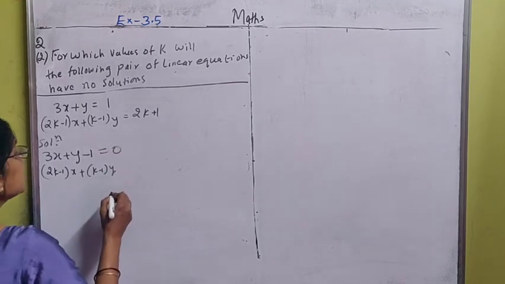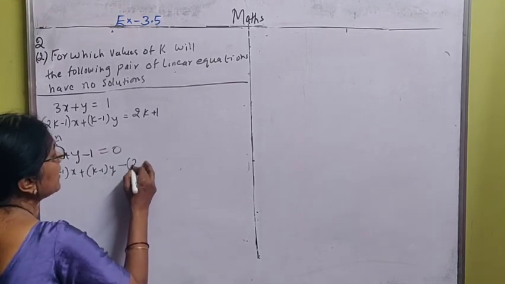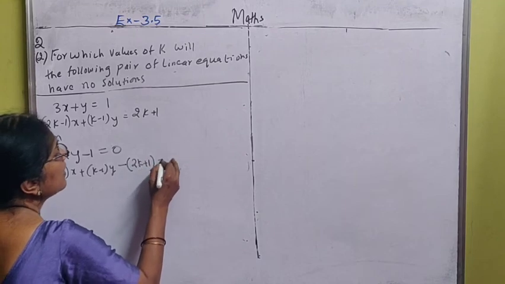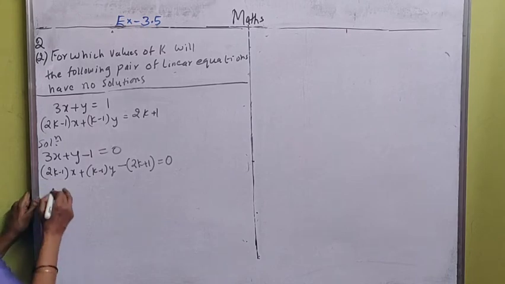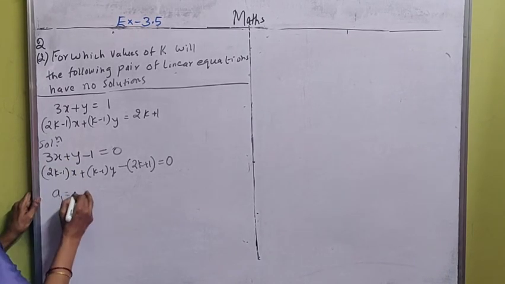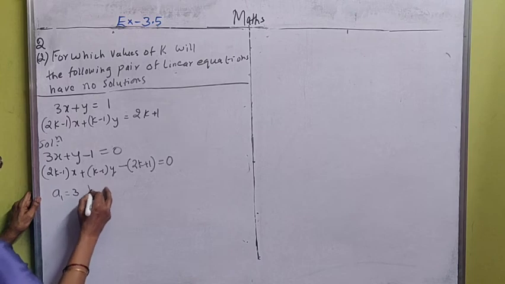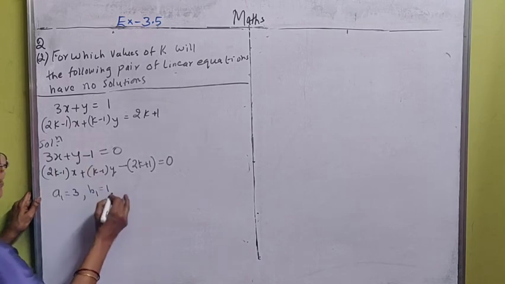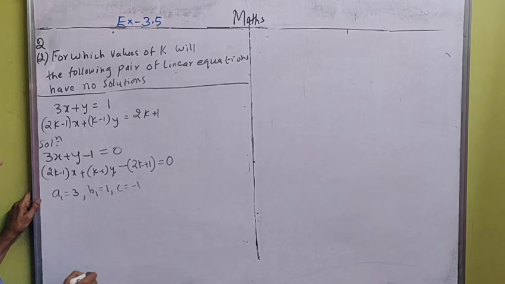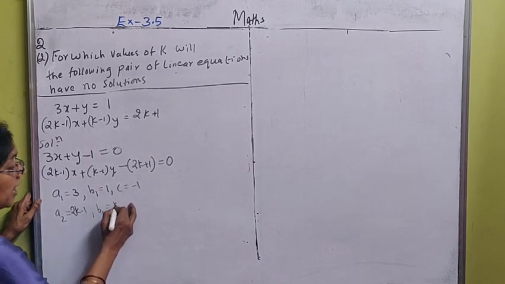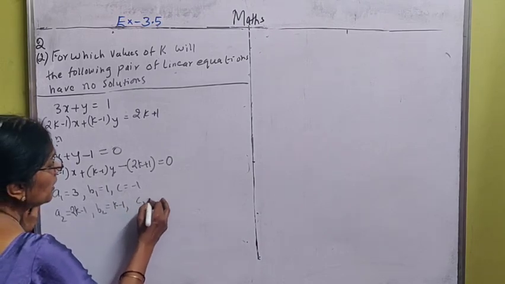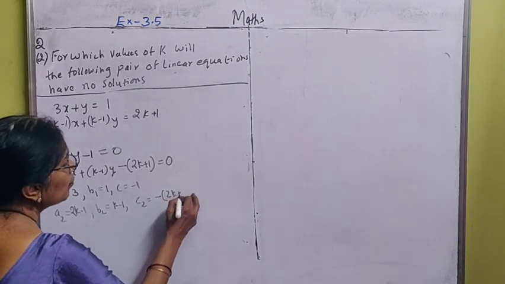Then is equal to is given, so minus, I will write it down, 2k plus 1 is equal to 0. Okay, now let us write it down. A1 is equal to 3, B1 is equal to 1, C1 with the sign minus 1. A2 is equal to k, 2k minus 1. B2 is equal to k minus 1. C2 is equal to minus in the bracket 2k plus 1.